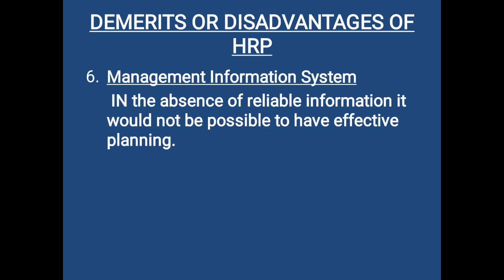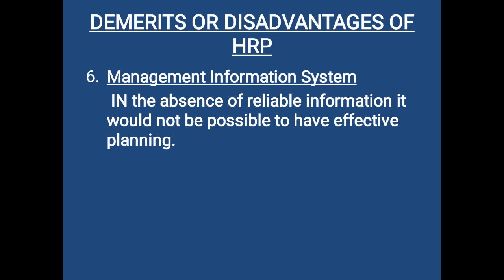Then management information system. While studying the factors affecting human resource planning, we studied something about information. Your human resource planning totally depends upon the information available, maybe on the basis of past records or maybe on the basis of your expansion. So suppose the information which you have collected is wrong, not reliable, at that time it would not be possible to have effective planning.